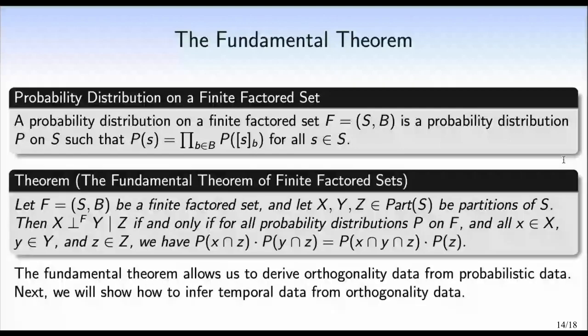Okay, and then the fundamental theorem of finite factored sets says that if F is a finite factored set and X, Y, and Z are all partitions of S, X is orthogonal to Y given Z if and only if, for all probability distributions on F, and all ways of choosing one part from X, Y, and Z, you have this equation, which is basically just saying conditional independence. It's saying the probability of little x intersect little z times probability of little y intersect little z is equal to the probability of the triple intersection times the probability of z.